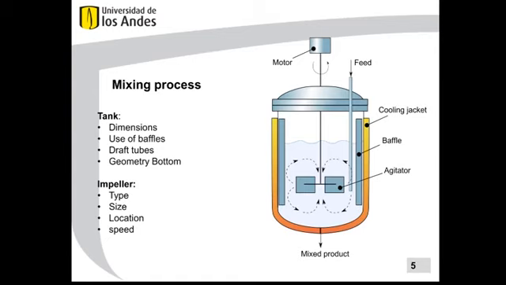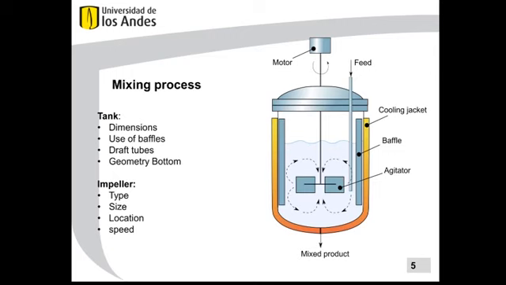The mixing process depends on tank or vessel dimensions, the use of baffles or draft tubes, and the bottom geometry. The impeller type, size, and the vertical and horizontal location also affect the agitation and mixing. And finally, the impeller speed.